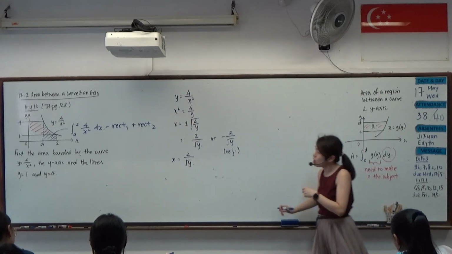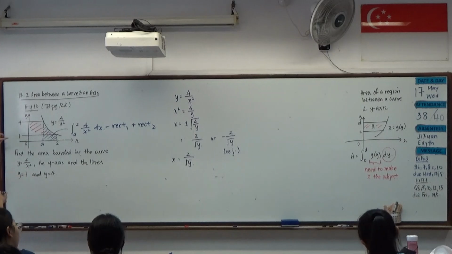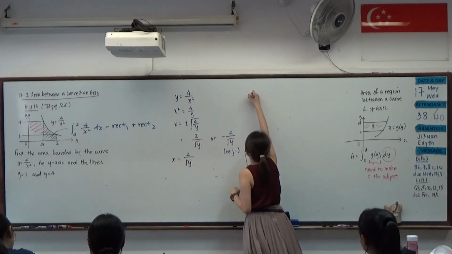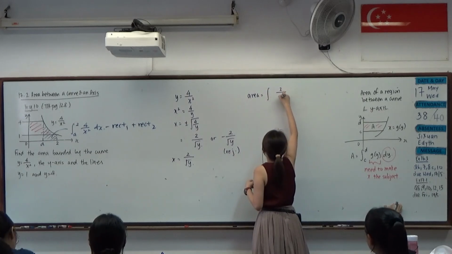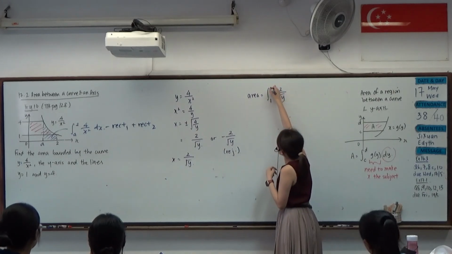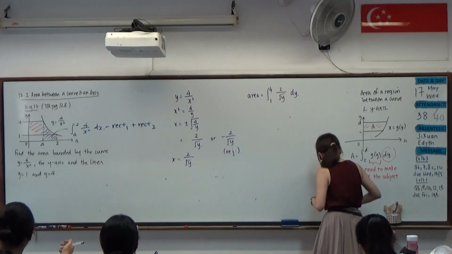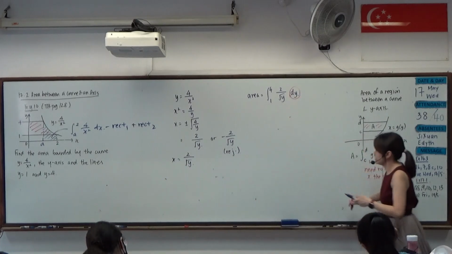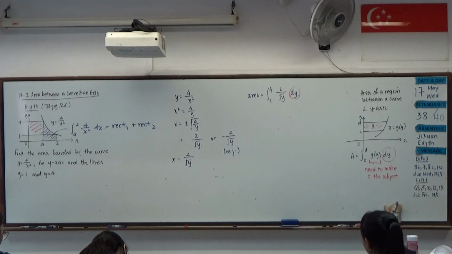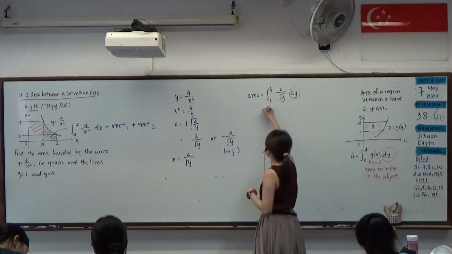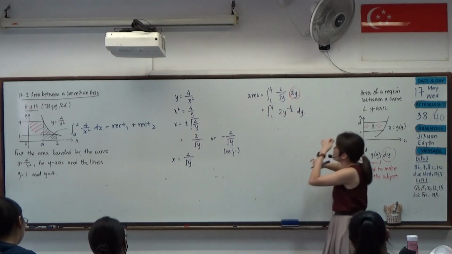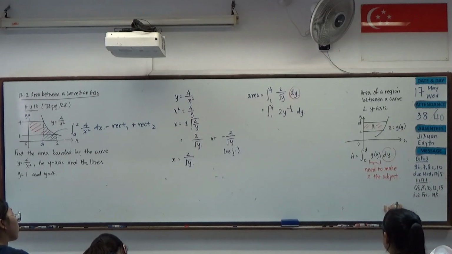The question has already been conveniently made such that you already know the boundaries of 1 to 4. So we are going to be integrating 2 over square root y from 1 to 4 with respect to y. I want us to be careful that it is with respect to y. Very often, you overlook this part and write dx instead. So in other words, we are integrating 2y to the power of negative half.